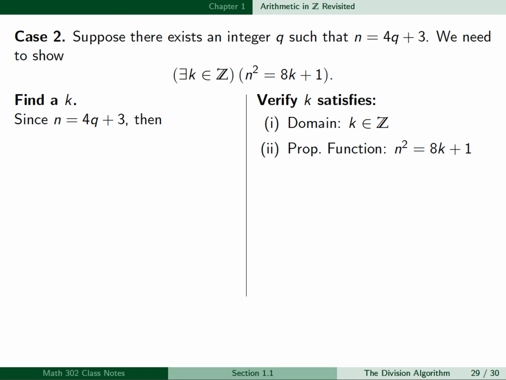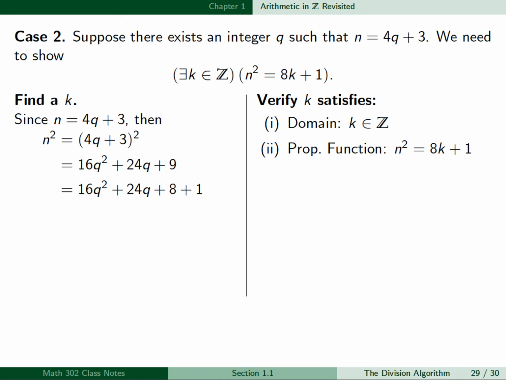In this case, since n is equal to 4q plus 3, then n squared will be 4q plus 3 quantity squared, which is 16q squared plus 24q plus 9. And we want this to look like 8k plus 1. And so what we're going to do is we're going to start by breaking up the 9 and rewrite it as 8 plus 1. And now that gets us the plus 1 part of our propositional function.